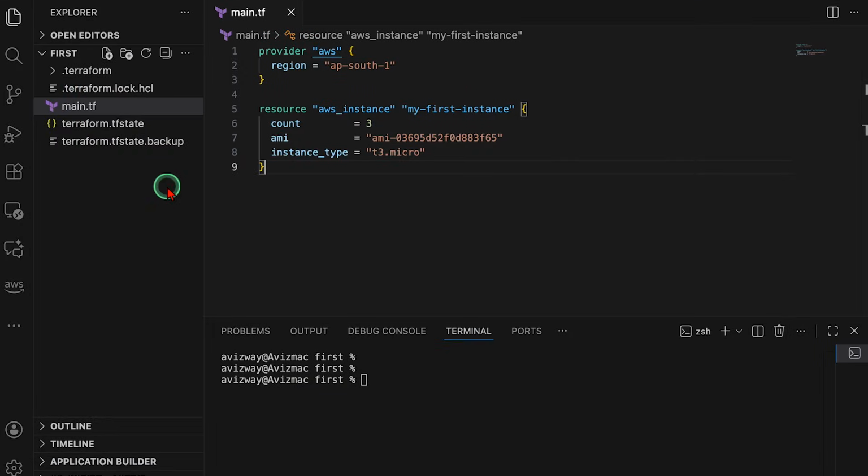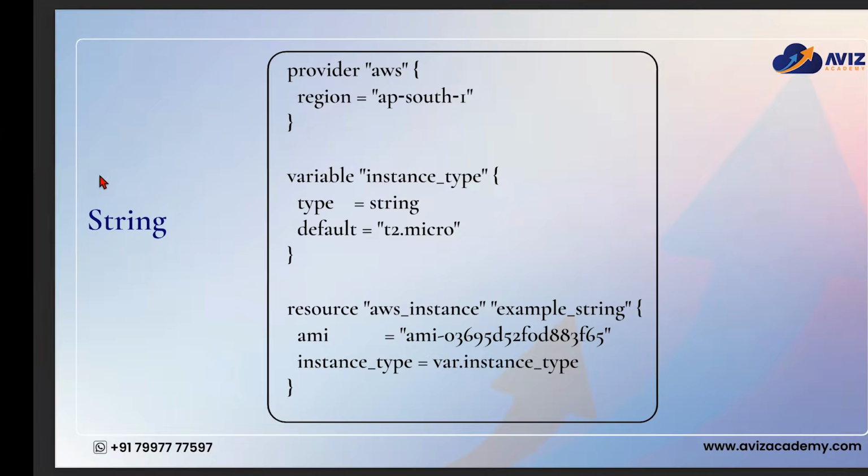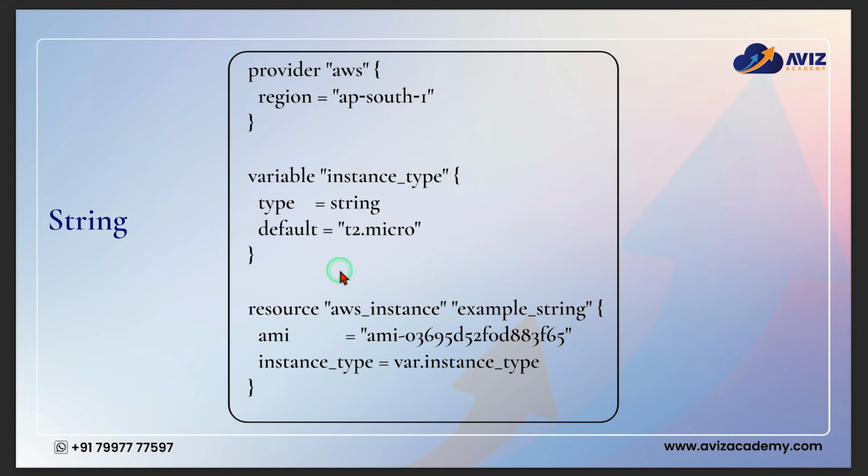All main code goes into one file, variables into another file, and output into another file. That is the standard way, and we have concepts like workspaces if you want environment-level configurations. So if you observe, this is the string way.